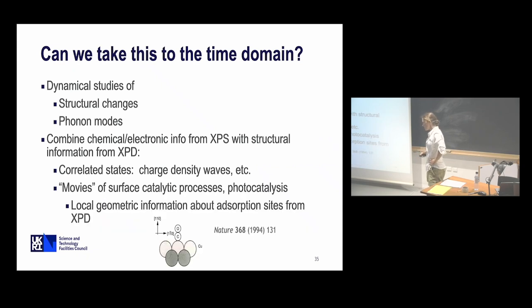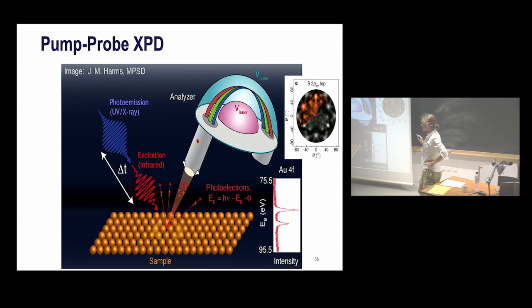Another interesting one is, of course, making movies of surface catalytic processes. You can imagine a situation where you have maybe some photocatalytic process happening and making movies of the dynamical processes involved, being able to identify adsorption sites and also make use of this chemical information from XPS. So there's a lot that you can do. They're very difficult experiments. Let's just look at another simple model system to show how this works.